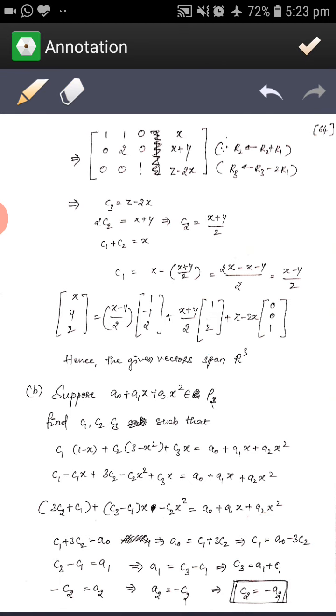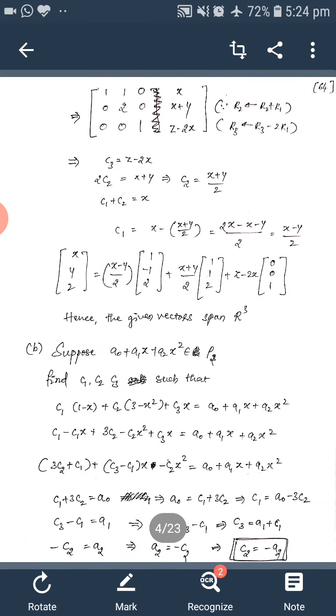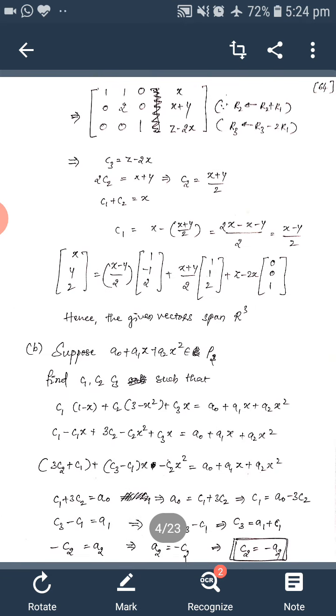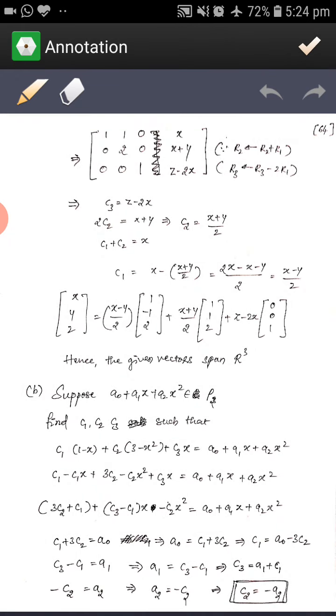So what we did here: the vectors are given, you take an unknown value b as x1, x2, x3 or x, y, z, whatever it is. Then you take the augmented matrix, do row operations and find the values of c1, c2, c3. Similarly the second problem: 1 minus x, 3 minus x squared, and the third one is x. The same thing, only the method is different here.